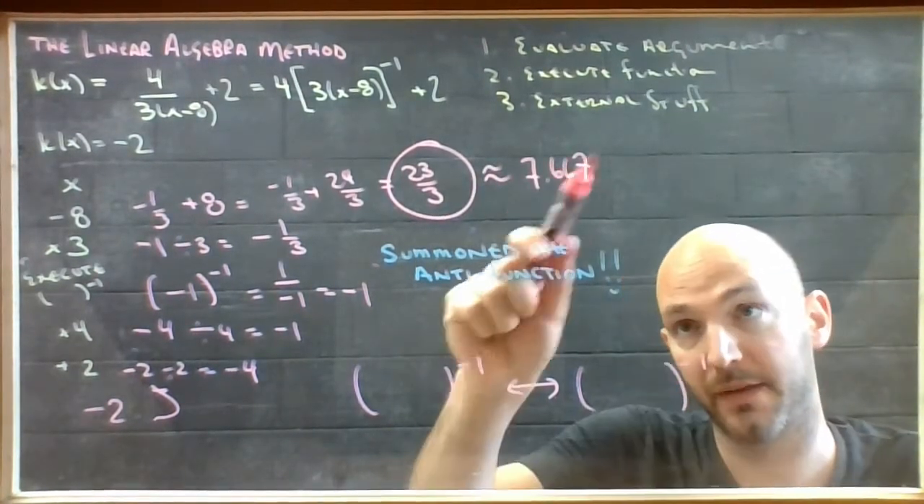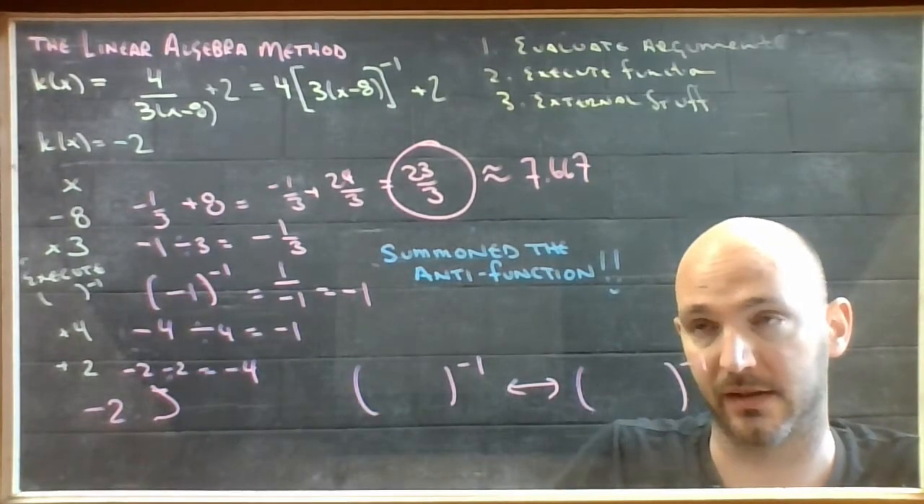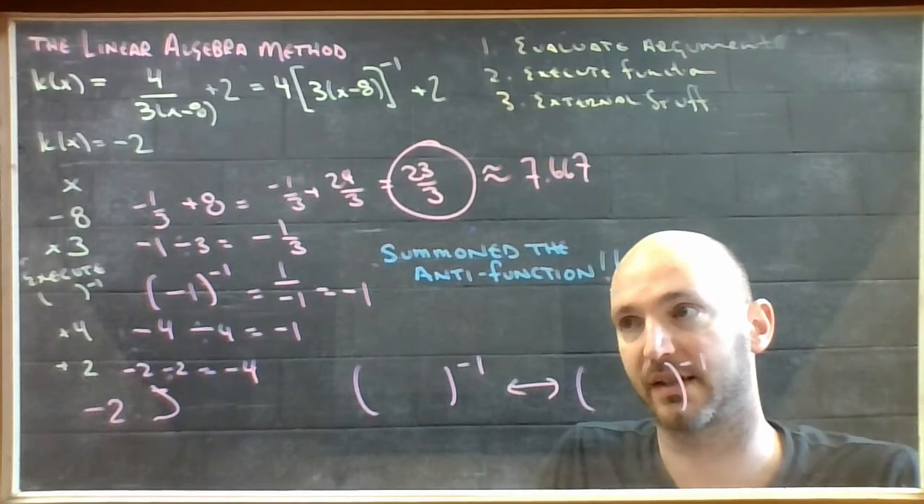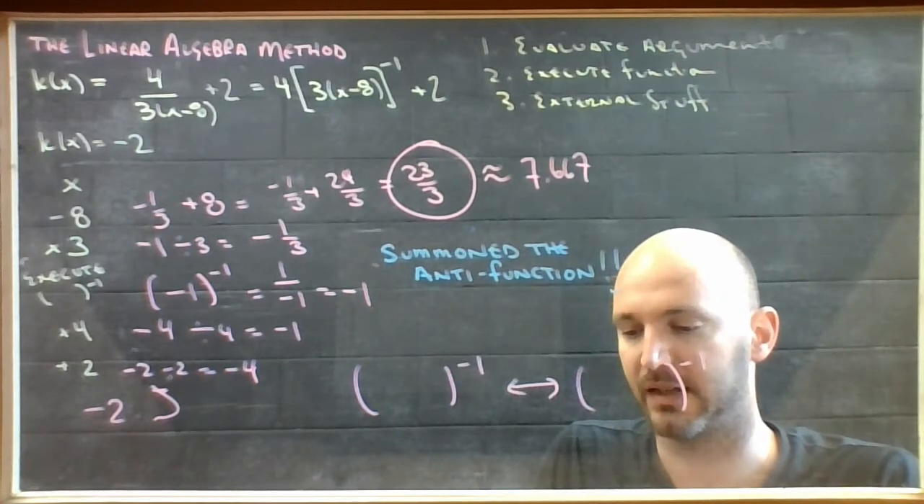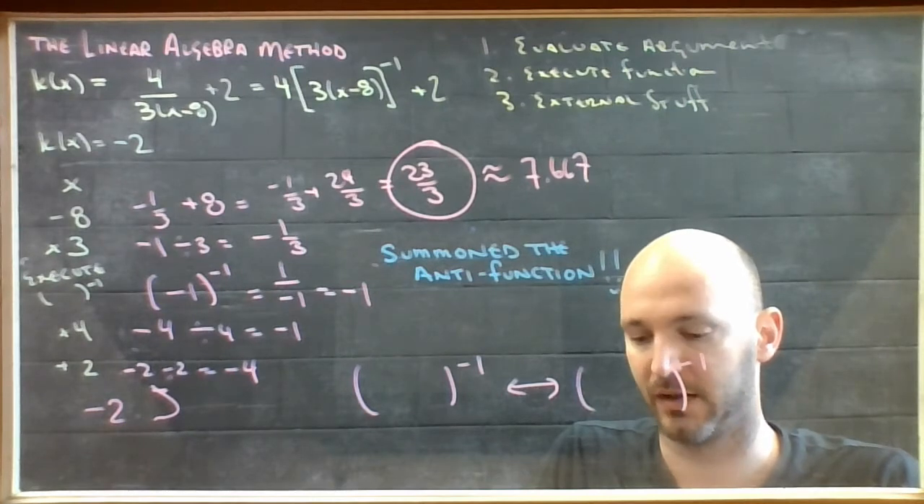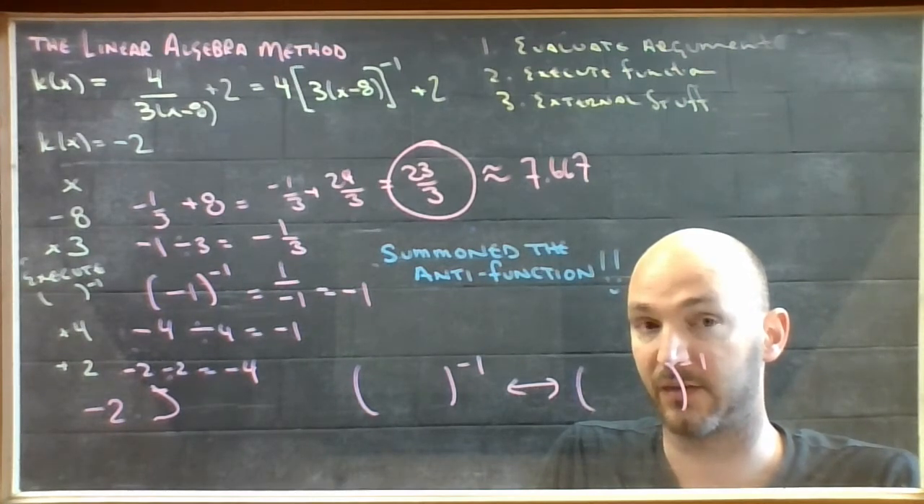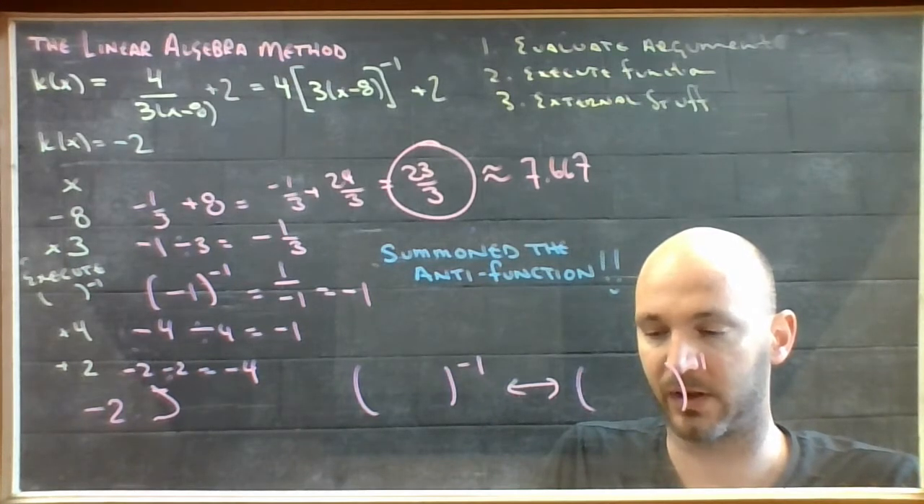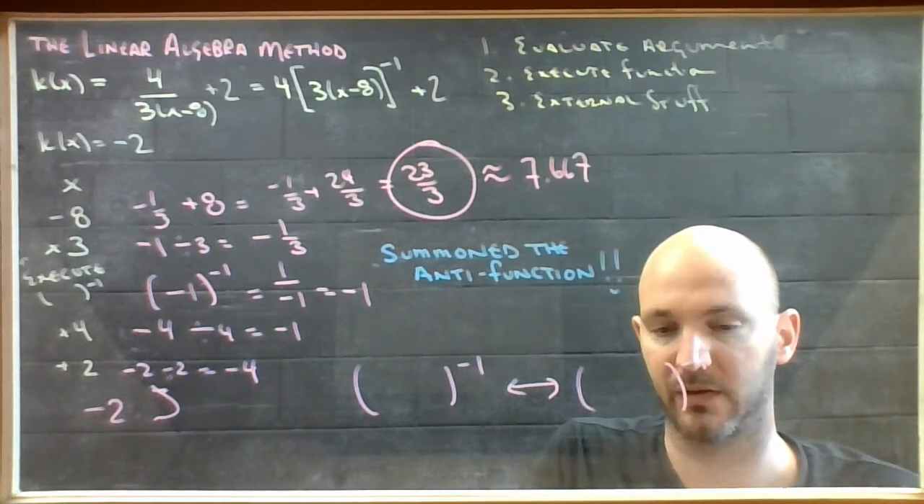So I'm going to run this through these sequences of steps and see if I get -2 as an answer. So 7.667 subtract 8 gives me -0.333. Times 3 gives me -1. That thing to the exponent -1 is -1. Times 4 is -4. Plus 2 is -2. So it works.